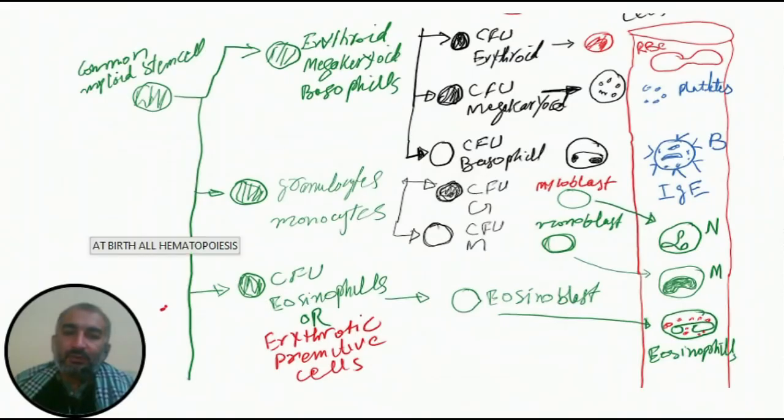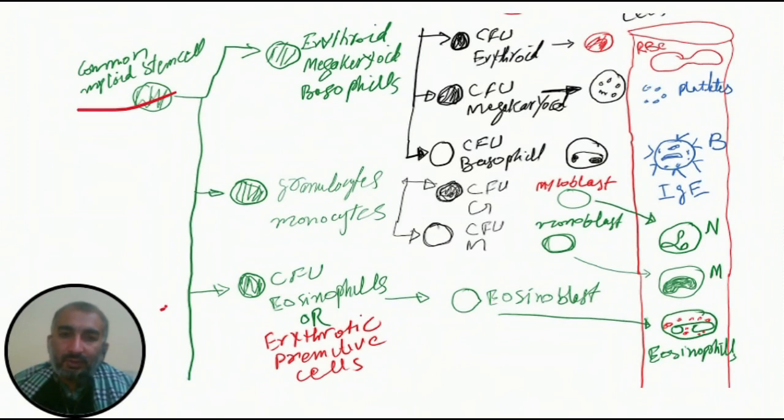So this is our common myeloid stem cells. This is very important because the above three cells, the common lymphoid stem cell lineage, we will discuss in the immunology section, and we will discuss everything related to those cells, how they work, and how they differentiate from each other.